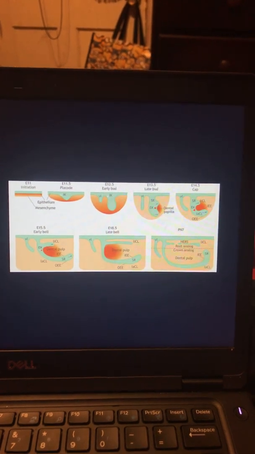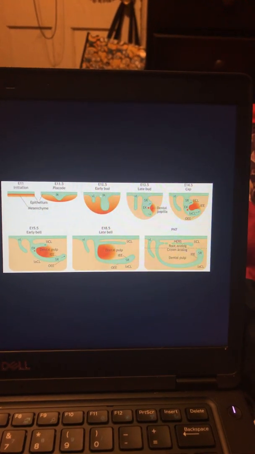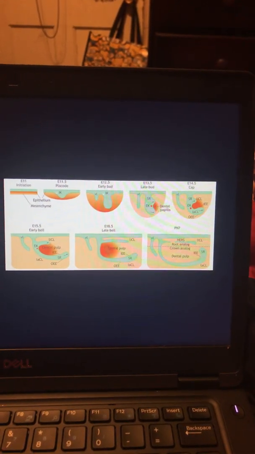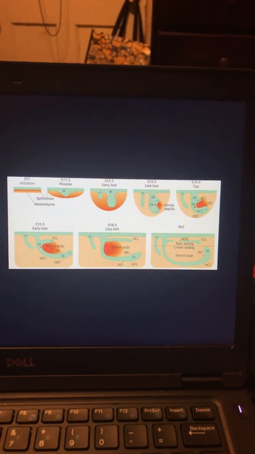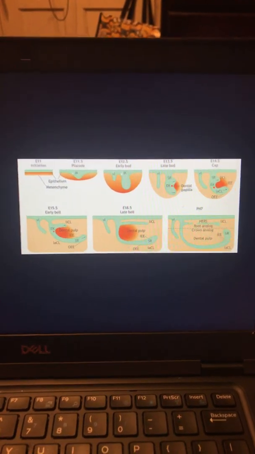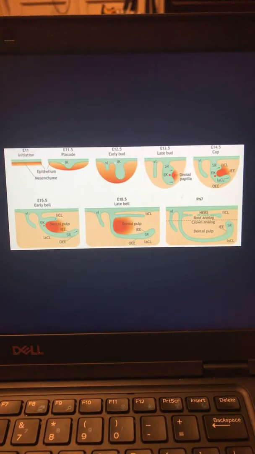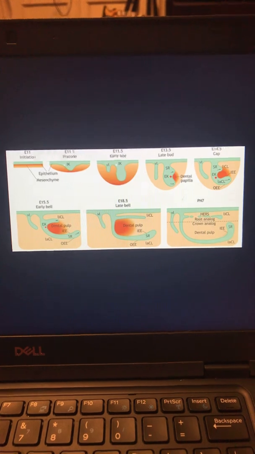The development of the LaCL proceeds throughout the bell stage, whereas the formation of the LiCL is disproportionately slower on the medial side, and Hertwig's epithelial root sheath, which is also known as HERS, then forms at the lingual side or postnatal day. So this is just showing how the pulp is formed and the different root analog of it and the crown analog.